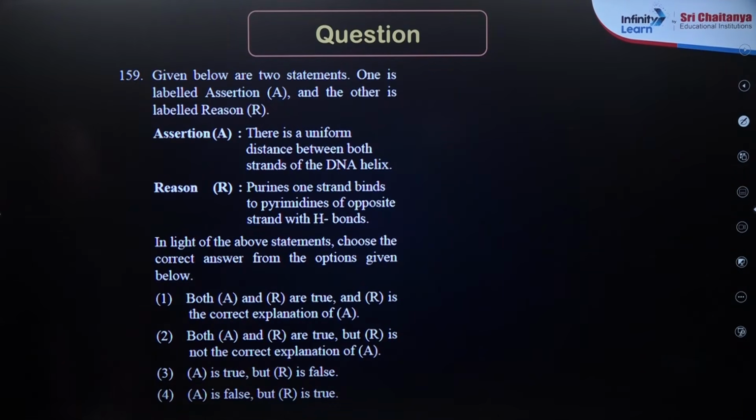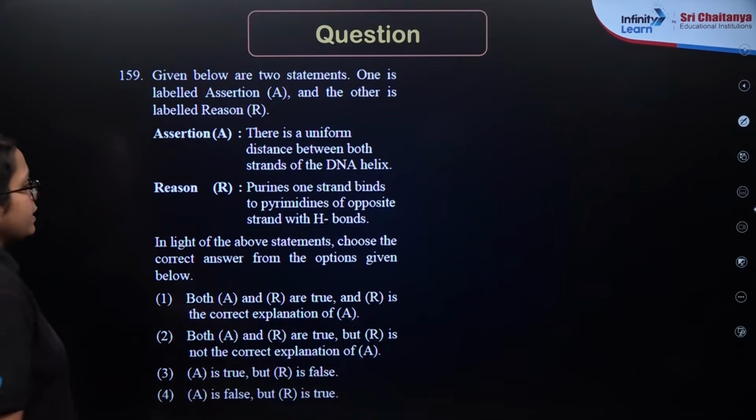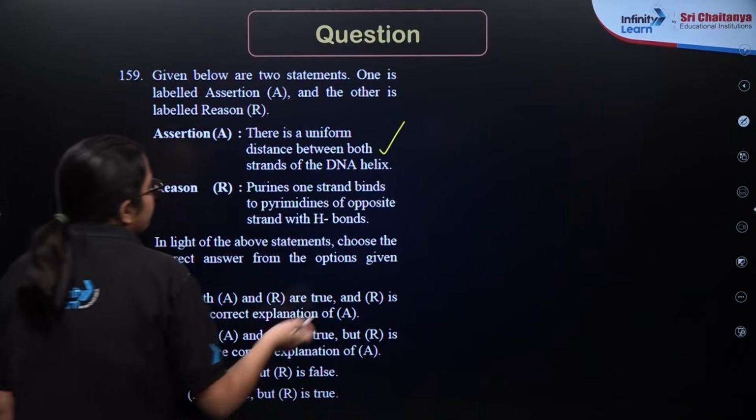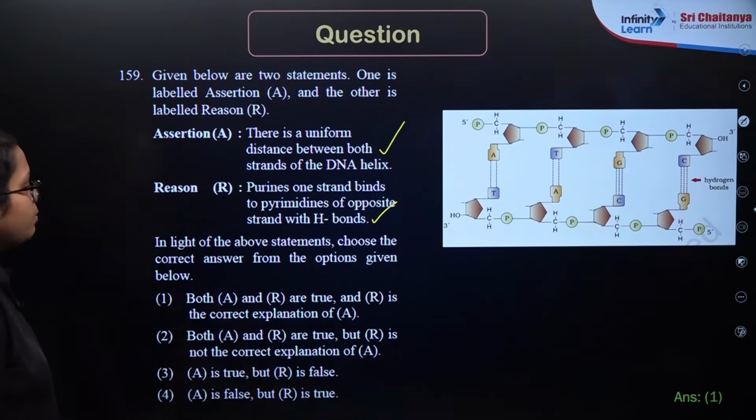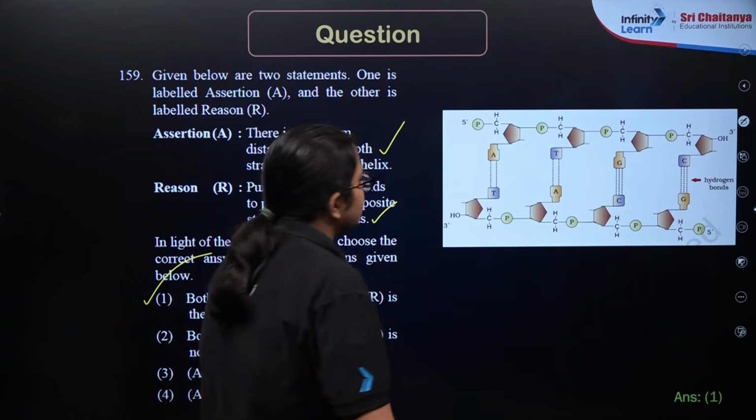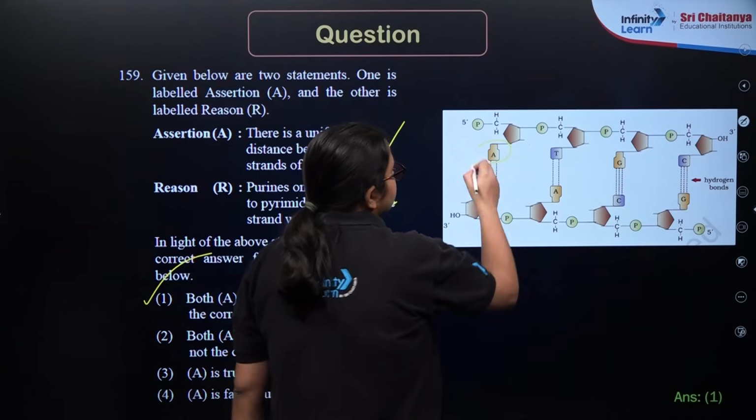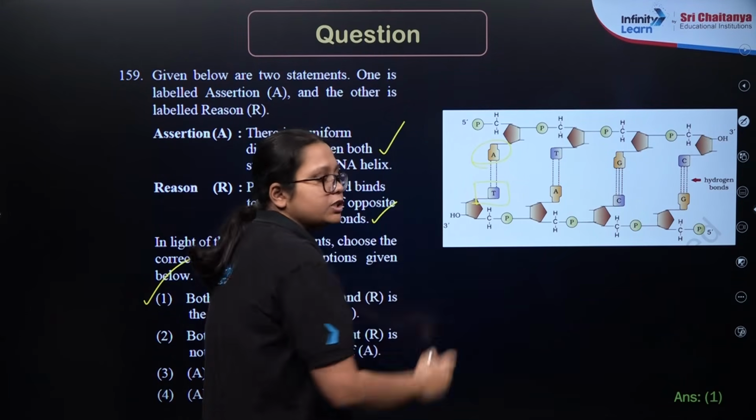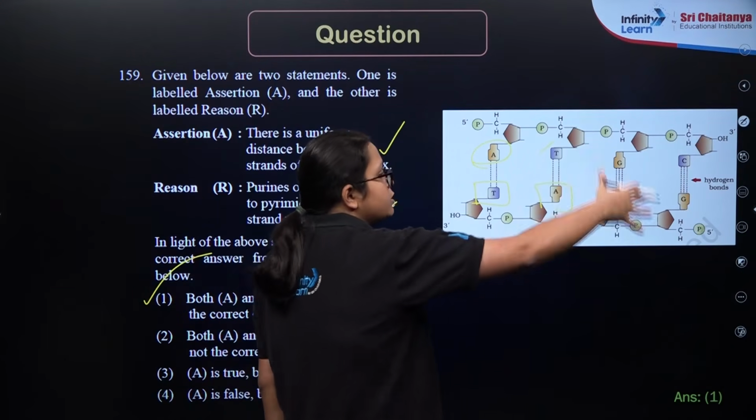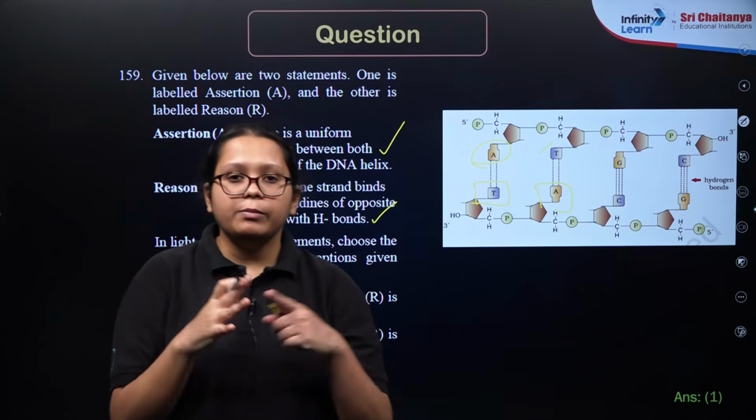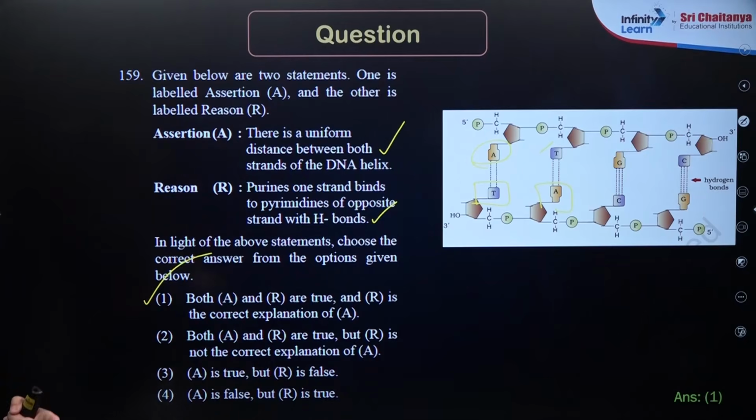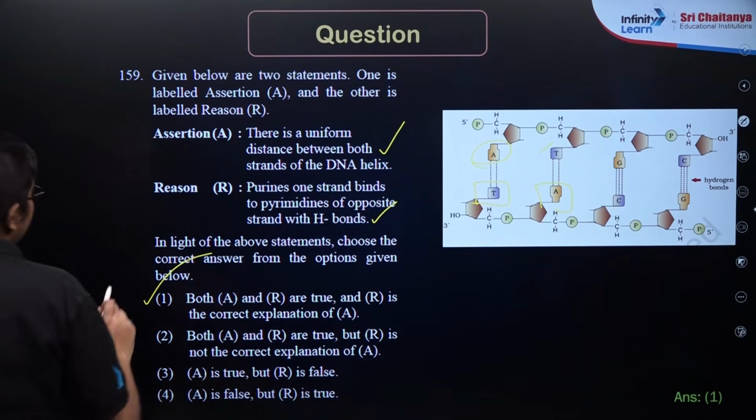Next question. There is a uniform distance between both strands of the DNA helix. Yes, why? Because purines of one strand will bind with the pyrimidines of the opposite strand with H bonds. Both statements are correct and R is the correct explanation. So here, this purine is binding with the pyrimidine of the opposite strand. If we have a purine in the opposite strand, then it will bind with a pyrimidine. So these are automatically complementary base pairs, and purine-pyrimidine binding will automatically make the distance between the two strands very uniform. So 1 is your correct answer.